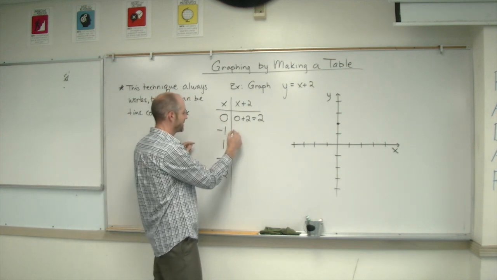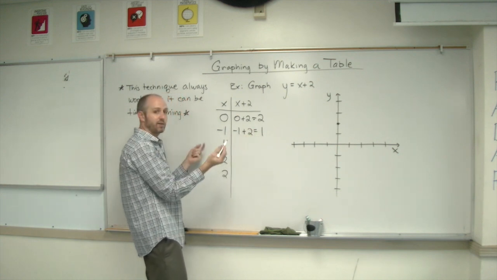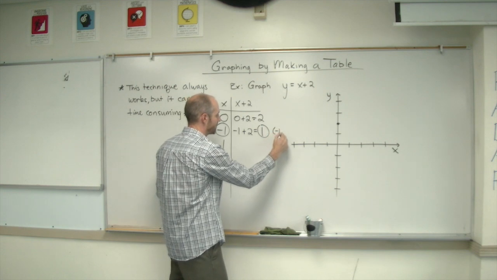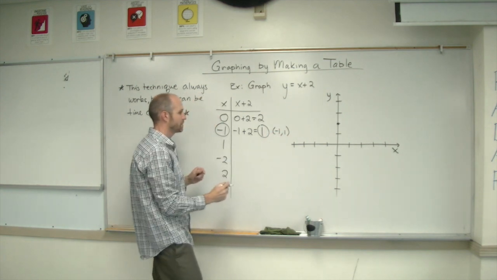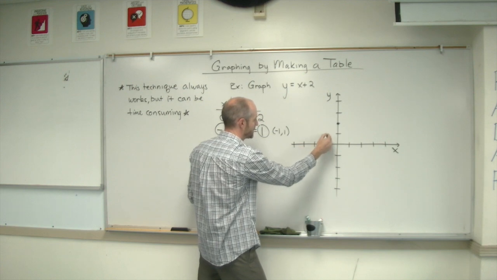So if x is -1, then we have -1 plus 2, which is equal to 1. And now we have a new point, the point -1, 1. We can write it like this, (-1, 1). So the place (-1, 1) is right here: -1 on the x-axis, 1 on the y-axis, right there.